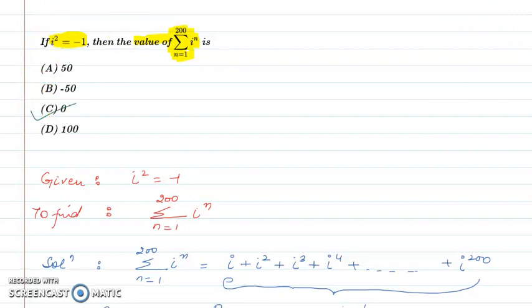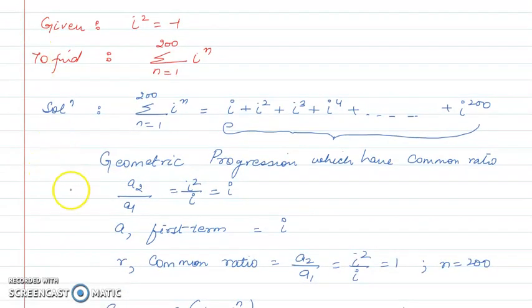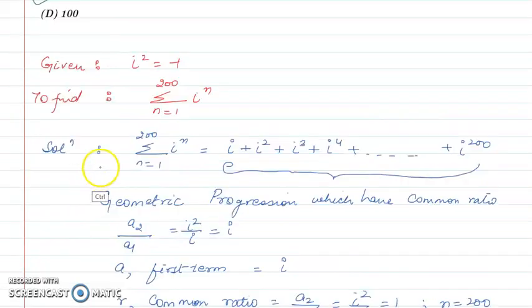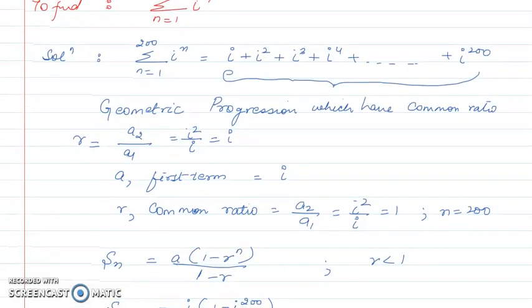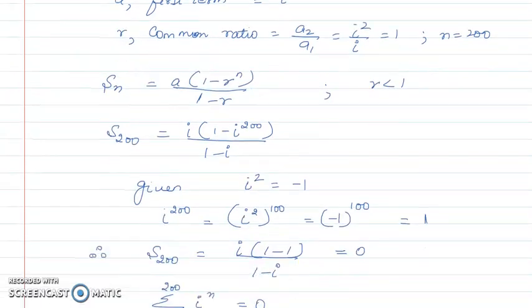If I summarize my result, I put n is equal to 1 and got iota, plus when I put n is equal to 2, I got iota square, when n is equal to 3, iota cube, and so on till iota to the power 200. I saw that this series is a geometrical progression because it has the same common ratio r, which is equal to the second term divided by the first term, which is iota throughout the expression. First term is iota, common ratio is also iota. The sum of n terms of a geometric progression is a(1 minus r^n) upon 1 minus r. When I put the values of a, r and n, I found that I have to find the value of iota to the power 200.